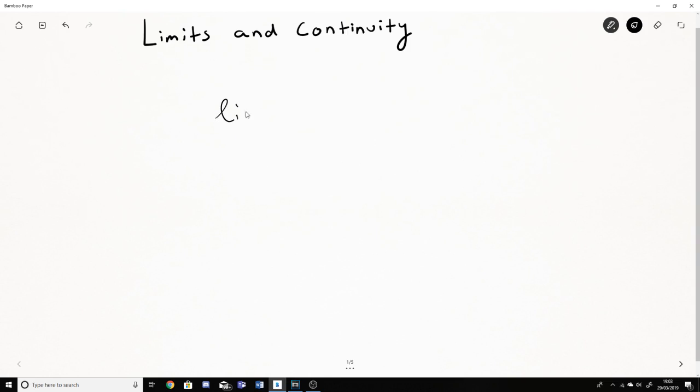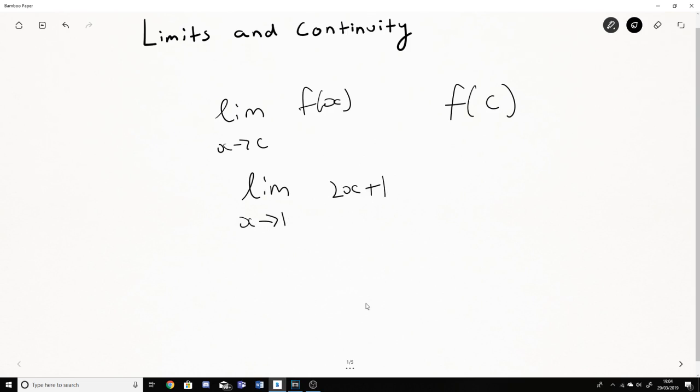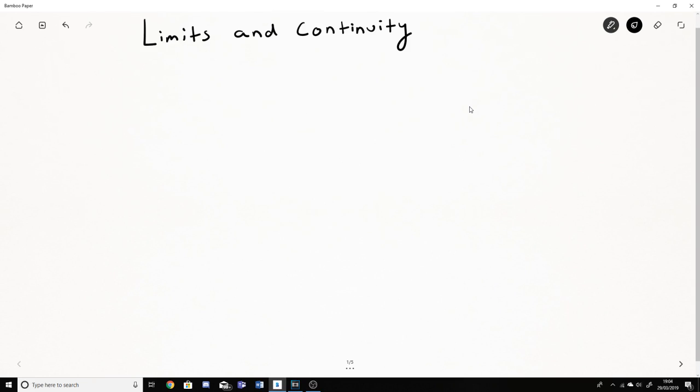So when we take the limit of a function as x approaches some value, let's say c, in general the answer to this in a question would just be the value of f of x at c. So you know what I mean, you just sub in the c value to the f of x and you get your answer. So let's say I took the limit as x approaches 1 of 2x plus 1. If this was a question in an exam, the answer would simply be 2 times 1 plus 1 equals 3. But there's obviously a deeper meaning to all of this.